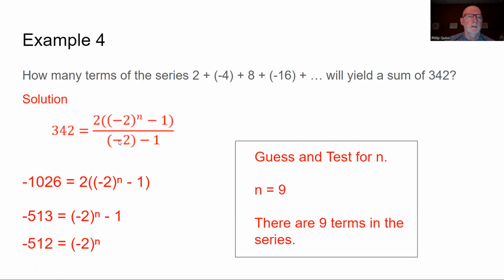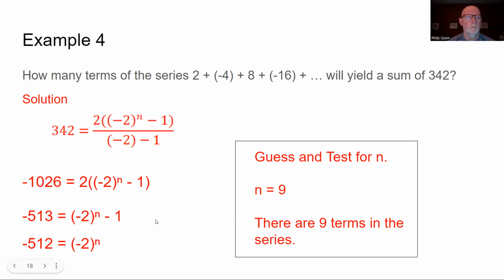So the way we would start this would be to try to get rid of this fractional component, which means we could take 342 and multiply by what's on this denominator, which would be -3. So -3 times 342 is -1026. Then we would divide both sides by 2 in order to try to get at this power here, this part in brackets initially. Isolate the power by adding 1 to both sides.